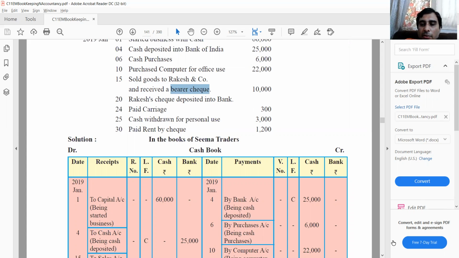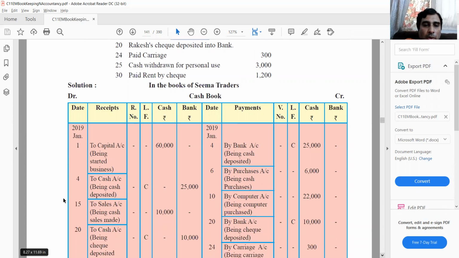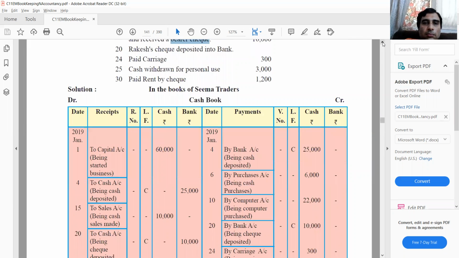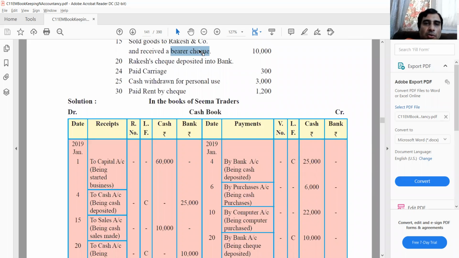So you will write down to sales being cash made. So, sold goods to Rakesh and company and received a bearer check. So this is to be recorded in the cash column. You see here it is the cash column.